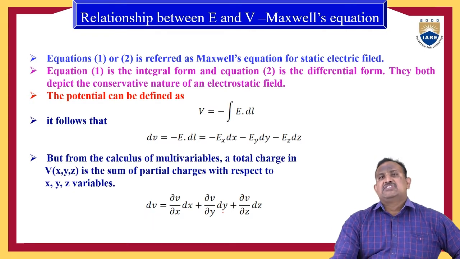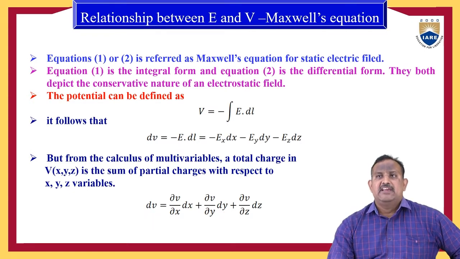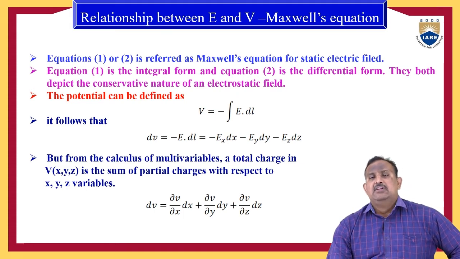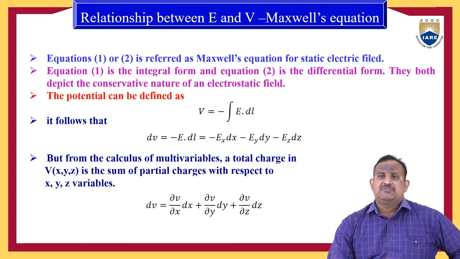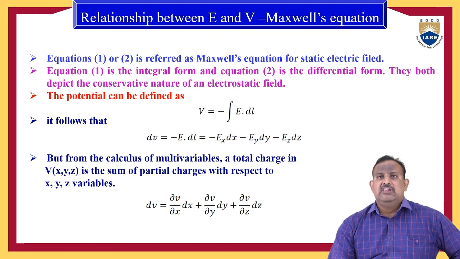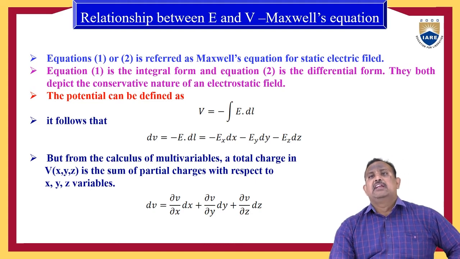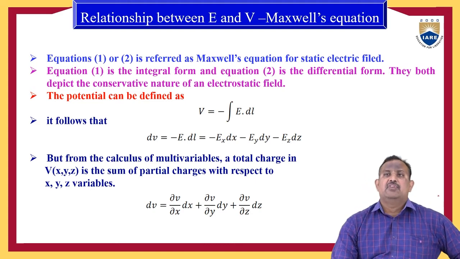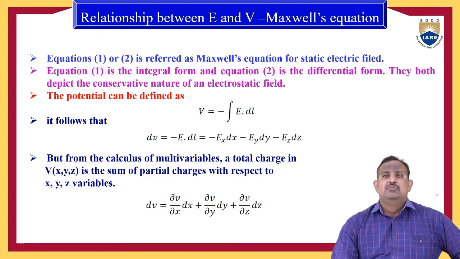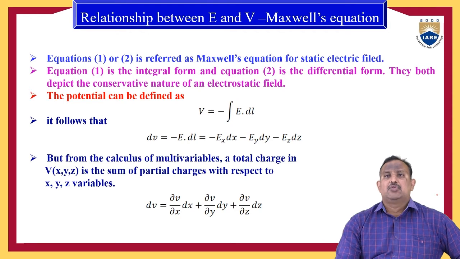Next, here equations 1 and 2 are known as the Maxwell equations for the static electric field. Equation 1 is the Maxwell equation in integral form. Equation 2 is the Maxwell equation in differential form. Both equations depict the conservative nature of an electrostatic field.